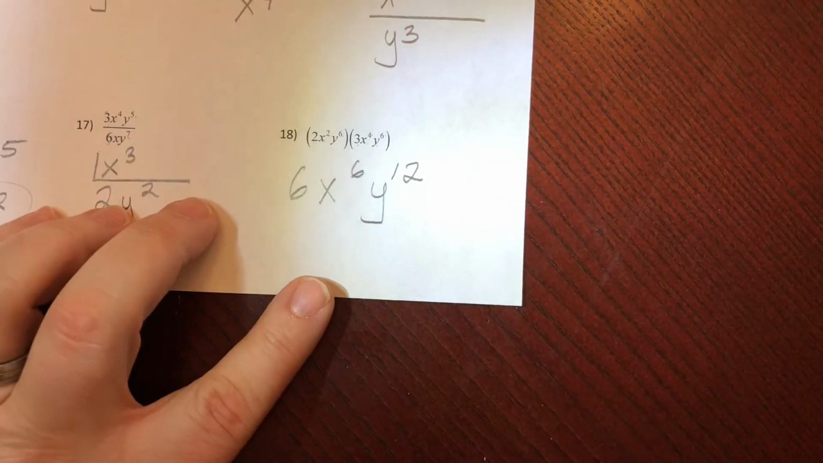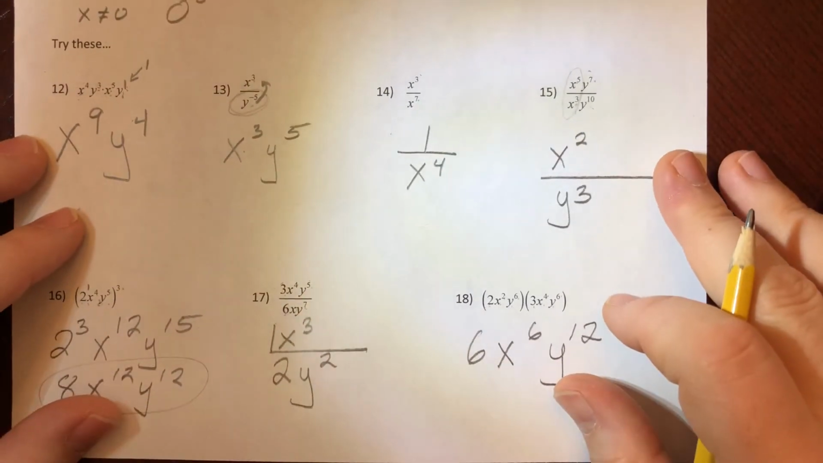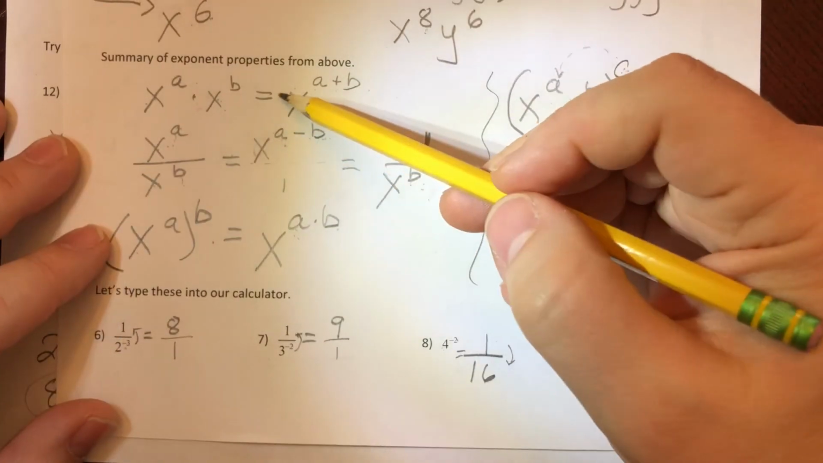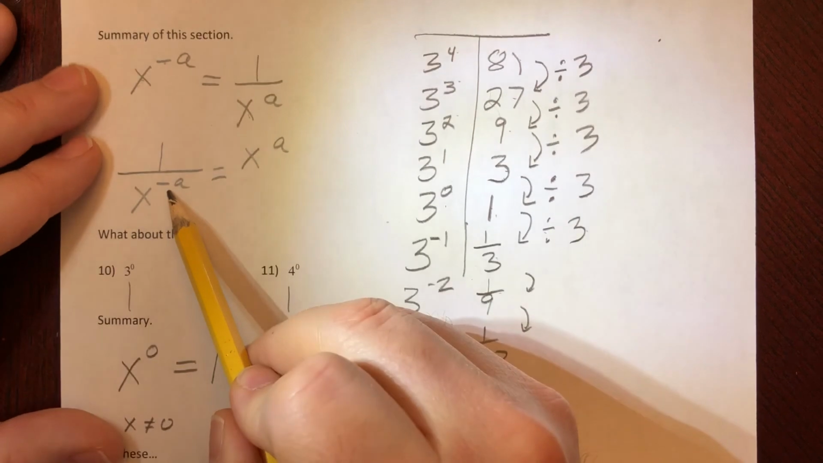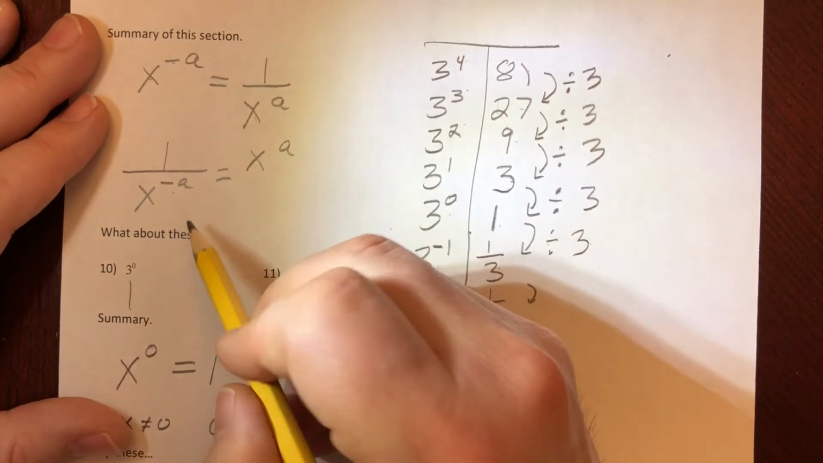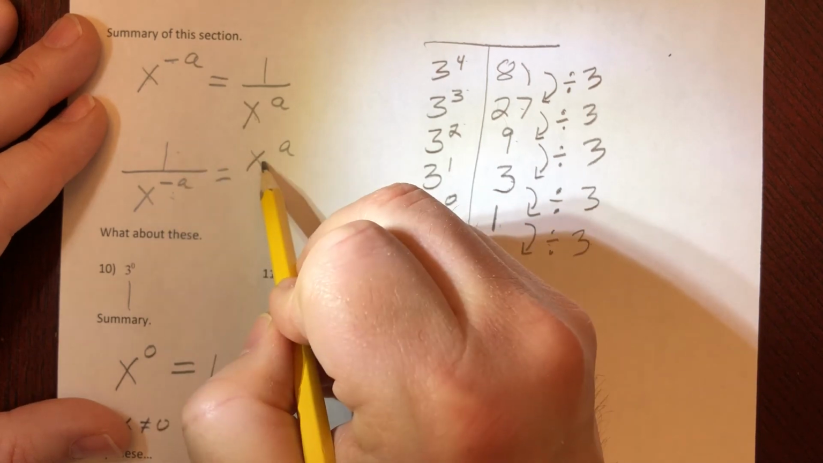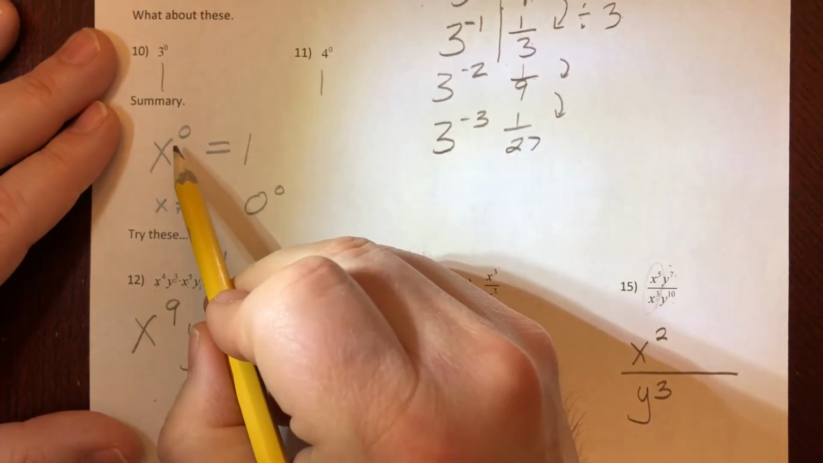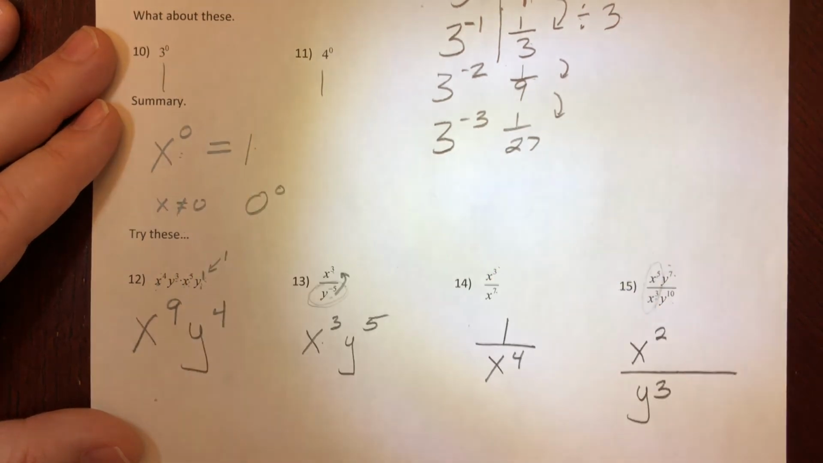y to the 12th. All right, so that is the end of the lesson for today. If we just do a brief summary, we learned a bunch of properties here. We learned that if we have a negative exponent, it is equivalent to moving it: if it's in the top, it moves down, and if it's in the bottom, it moves up. And then anything to the 0 power, except 0 itself, equals 1.